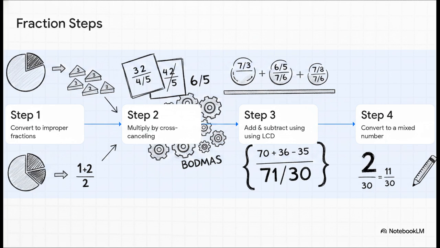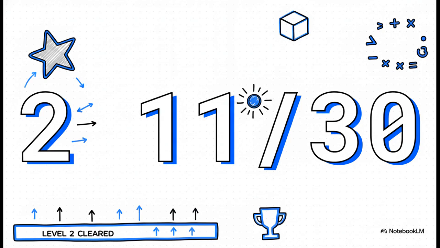We need our lowest common denominator, which in this case is 30. When we rewrite and combine the numerators, we get 70 plus 36 minus 35, all over 30. And that leaves us with 71 over 30. Step 4, convert that improper fraction right back to a mixed number, which gives us our final answer, 2 and 11/30. You successfully navigated mixed fractions and the order of operations all in one go.